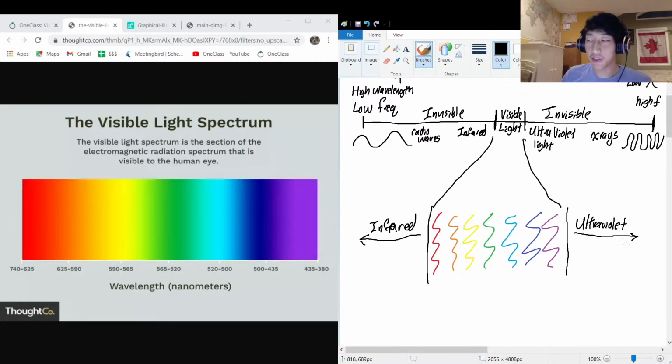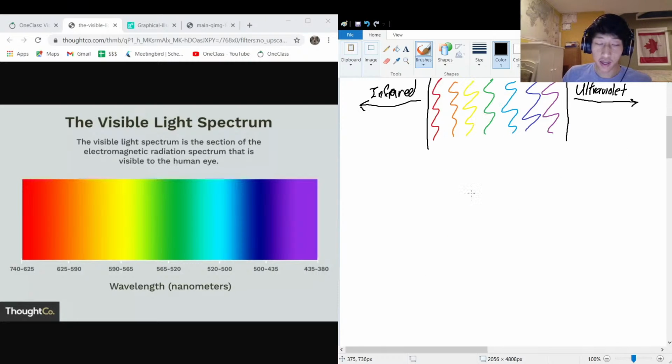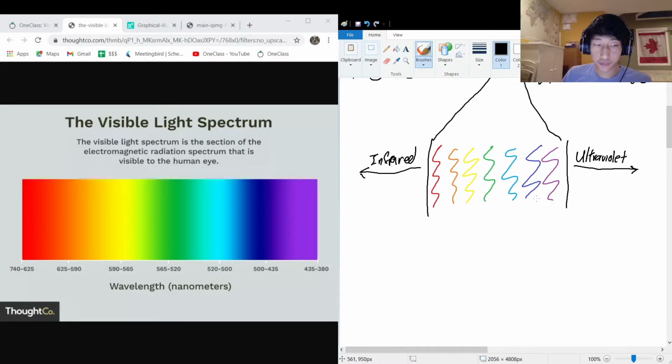You can see they get their names based on which light they are closest to. If you go more towards the red direction, you get infrared. More towards the violet direction, you get ultraviolet. And the wavelengths that these occupy: this border right here is around 740 nanometers, and here the wavelength is equal to about 380 nanometers. Now this is going to be different for different people.